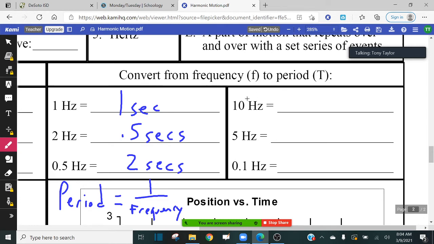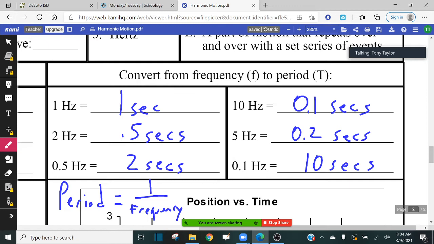Okay, so let's keep going. What if we have a frequency of 10 hertz? So 1 divided by 10 gives us our period. So in that case, our period would be 0.1 seconds. Okay. A frequency of 5 hertz. So 1 divided by 5 gives us 0.2 seconds. Okay. What if we have a frequency of 0.1 hertz? So 1 divided by 0.1, that is equivalent to 10 seconds. Okay. So hopefully everybody got that.